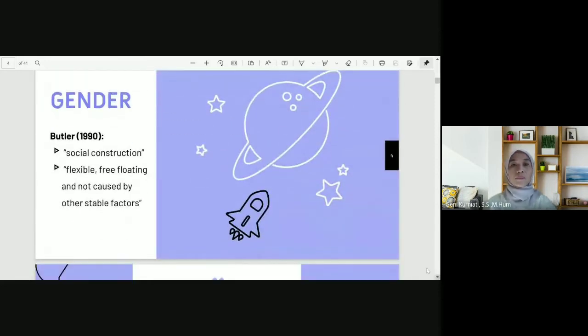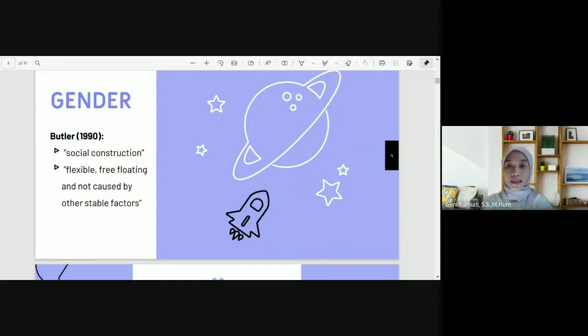First, gender. One of the prominent theorists talking about gender is Butler. In her book Gender Trouble, Butler elaborates that gender is a social construction. It means that gender is flexible, free-floating, and not caused by other stable factors. She explains that gender is something constructed in society.